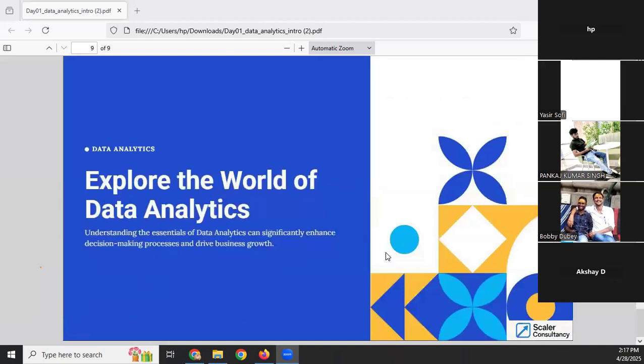Now here comes the last part, data analytics. Let's explore the world of data analytics and understand what the data does. Understanding the essentials of data analytics can significantly enhance the decision-making process and drive business growth. So this is all what a data analyst does. So thank you so much for that.